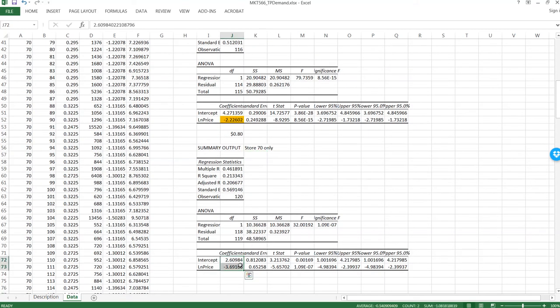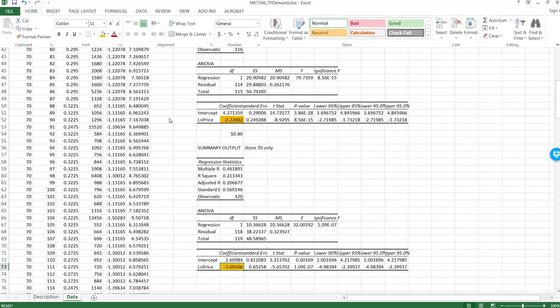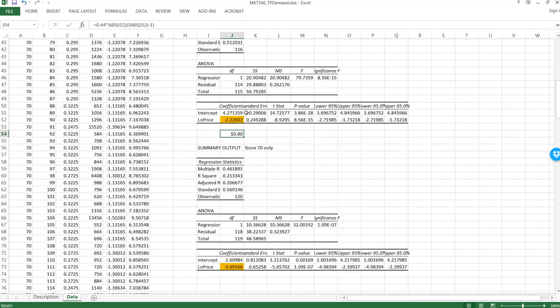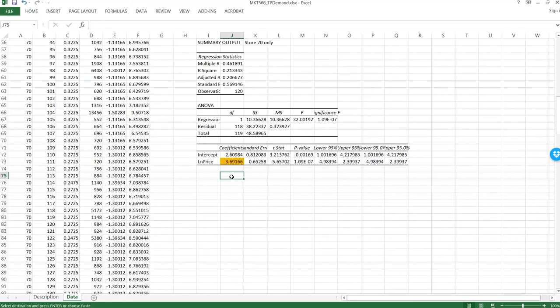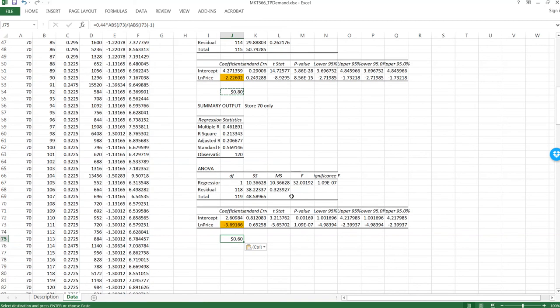Our coefficients are, again, presented here. We still have statistically significant coefficients. I will highlight the coefficient of log price, indicating the price elasticity. We can copy and paste our optimal pricing formula, and the optimal price is 60 cents.